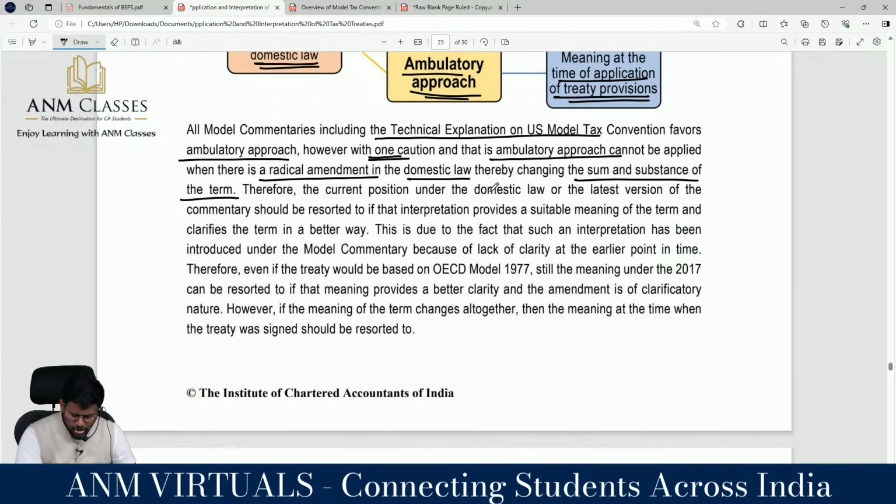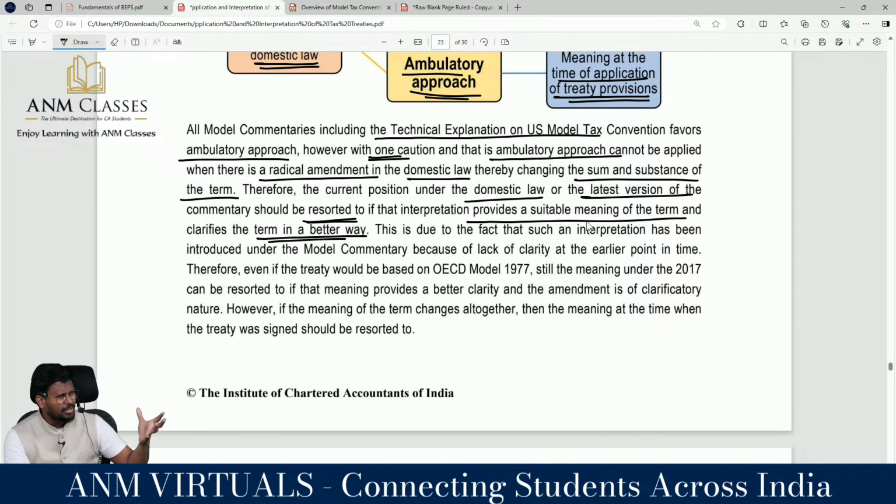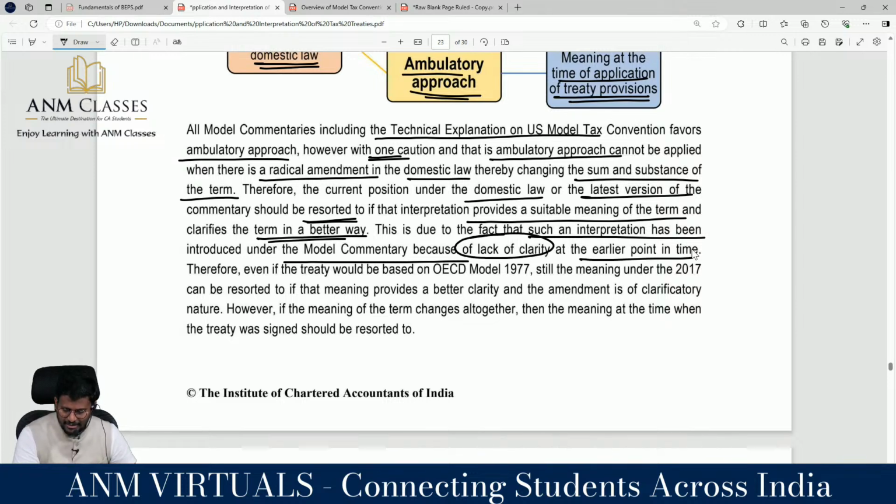Therefore, the current position under the domestic law or the latest version of the commentary should be resorted to if that interpretation provides a suitable meaning of the term and clarifies the term in a way. This is due to the fact that such an interpretation has been introduced under the model commentary because of lack of clarity at the earlier point in time.